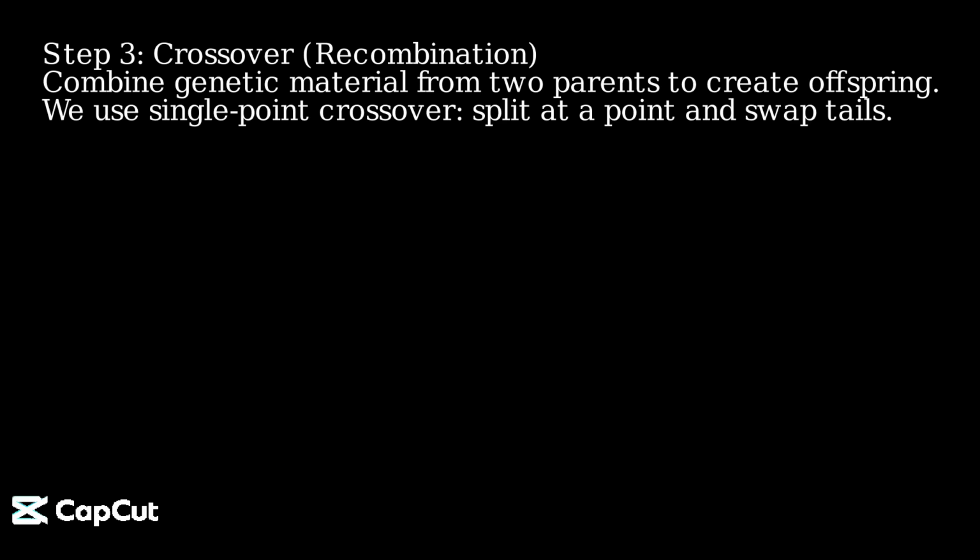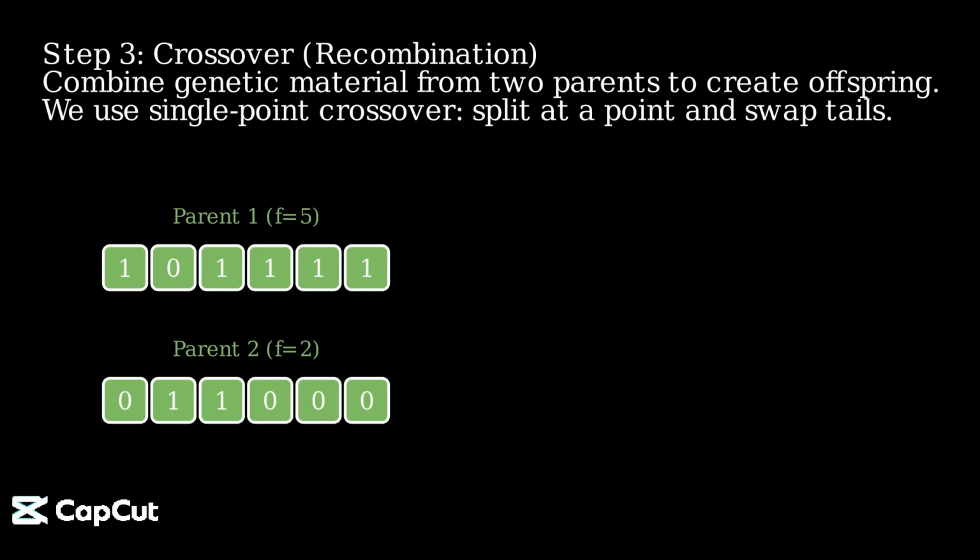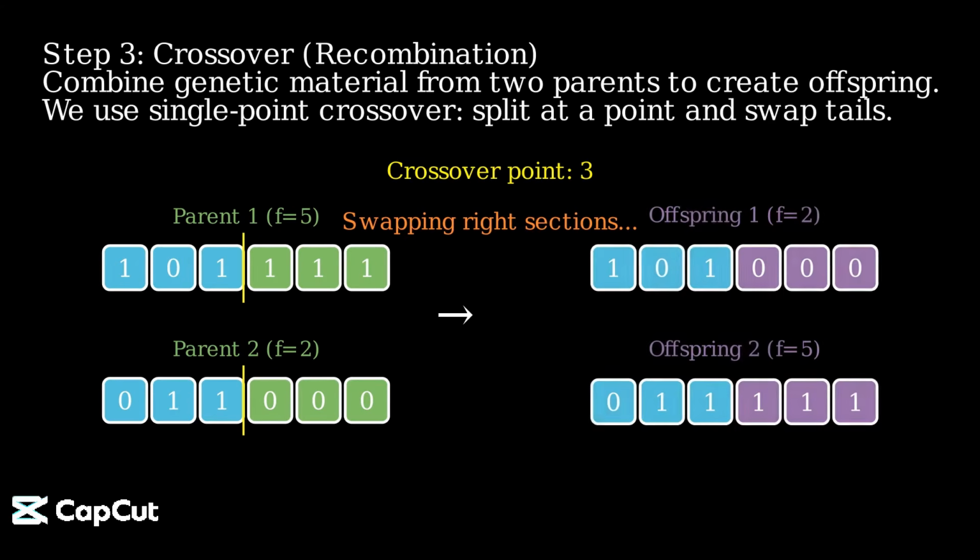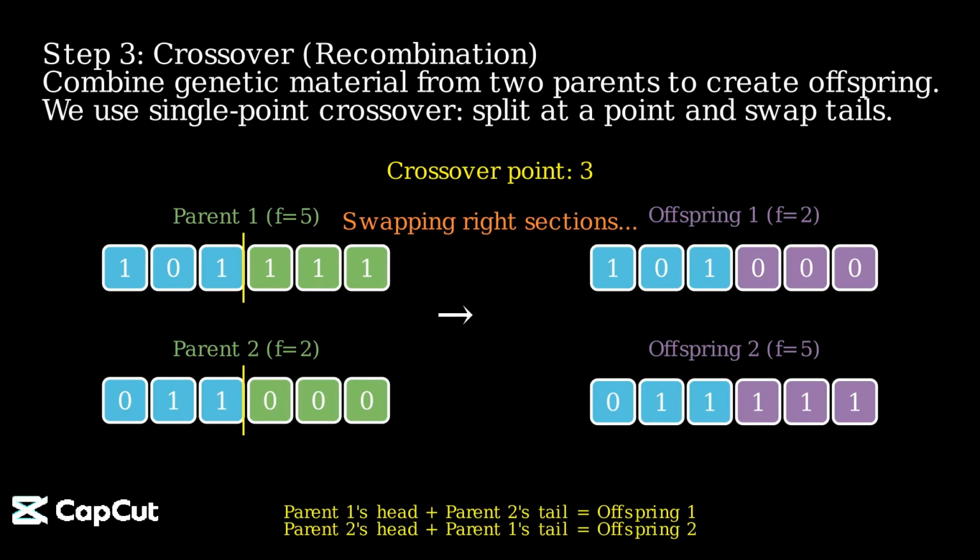This brings us to step 3, crossover, genetic recombination. Here's where the magic happens. We take our 2 parents and perform single-point crossover. Think of it like cutting 2 ropes and swapping the ends. We pick a random split point, position 3 in this case. Everything before stays, everything after swaps. Parent 1's head with parent 2's tail creates offspring 1. Parent 2's head with parent 1's tail creates offspring 2.